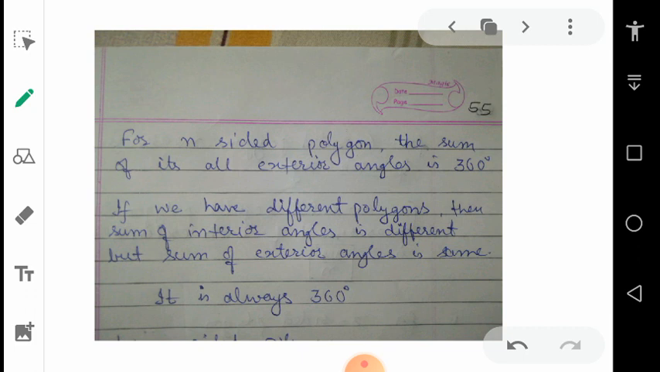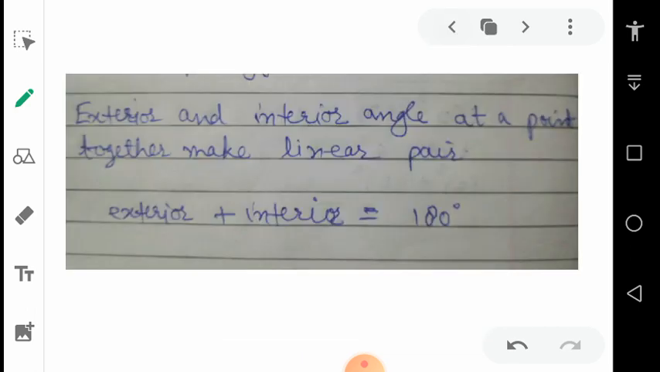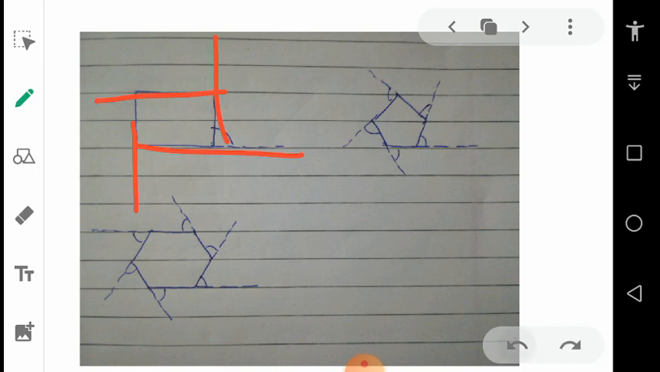As the number of sides increases, the sum of interior angles also increases, but the sum of all exterior angles doesn't change, it remains 360. Number of sides doesn't matter. Okay, so for a triangle it is 360. See the figures I've drawn in the previous slide here.